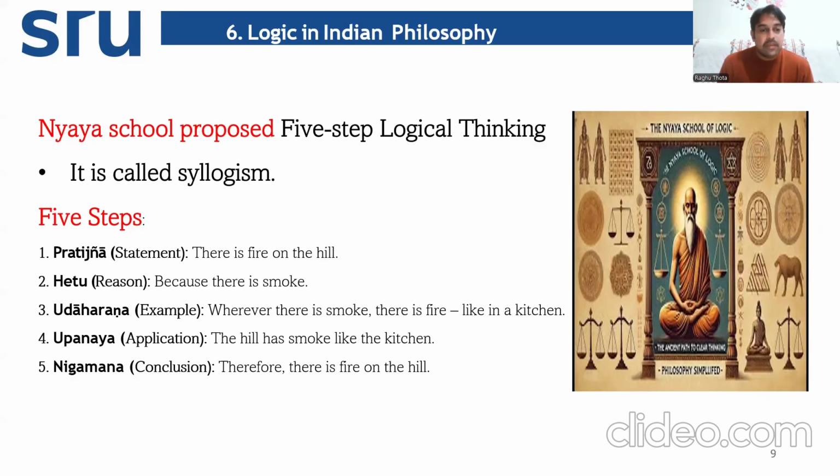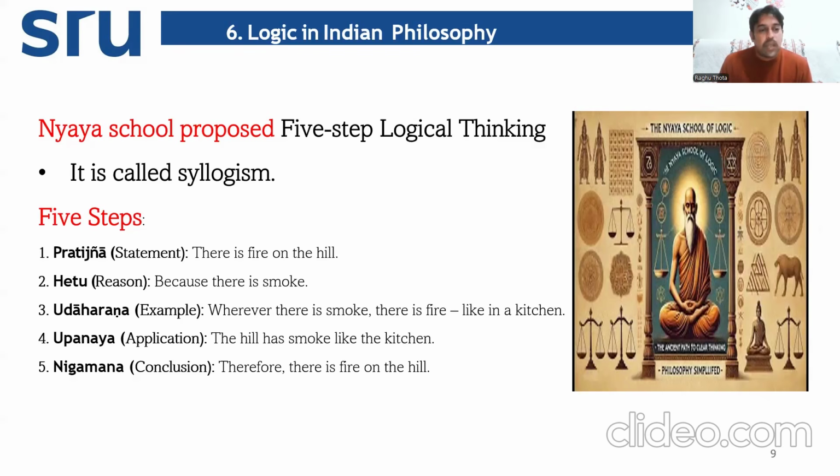What is the clue or the reason behind it? Because there is smoke. How do you say that there is a fire on the hill? Because I found a clue there and I have a reason for that. What is that reason? There is smoke on the hill. How is smoke related to fire?